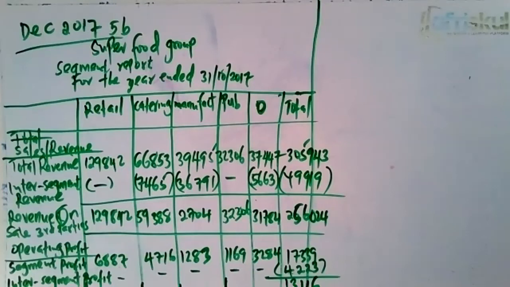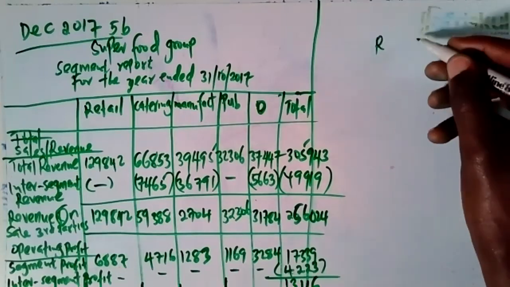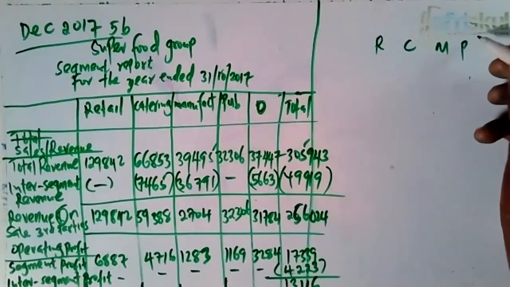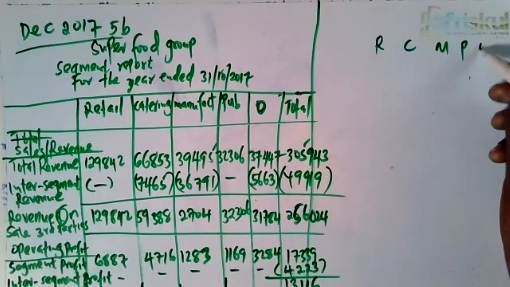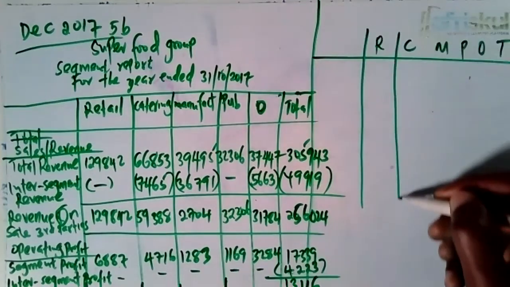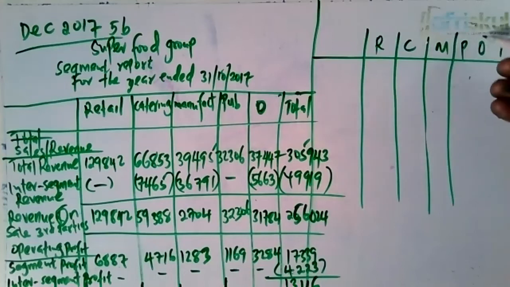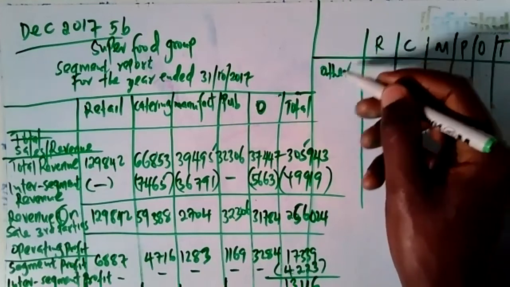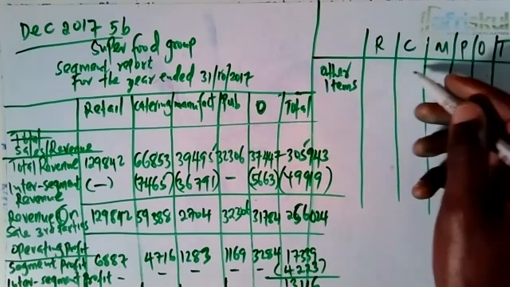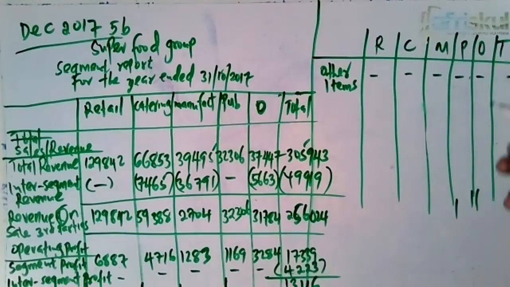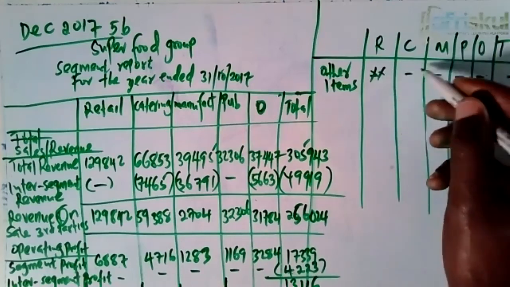So since we don't have any other items, because these are concerning incomes and expenses, so we can continue with the, so we have retail catering, we have manufacturing, publishing, and we have others, then we have total. So I could have considered other items. You know that other items, these are incomes or expenses. So if they are specific to any segment, you consider that. If they go to the total, you take them to the total part of it.